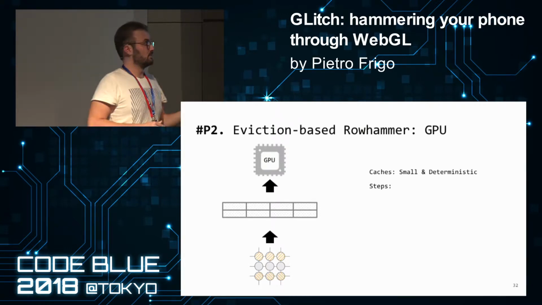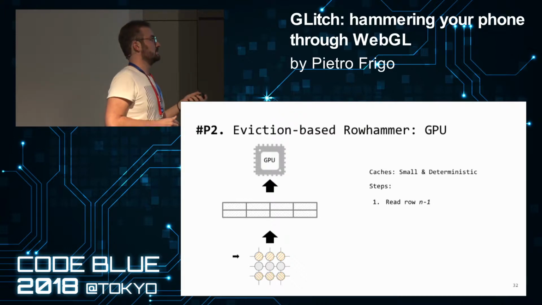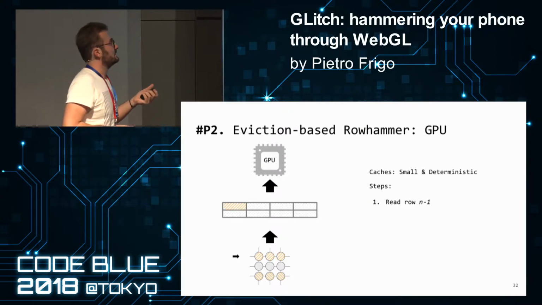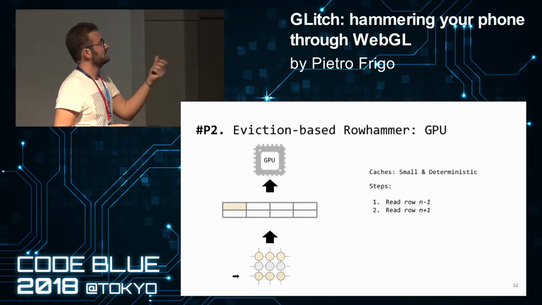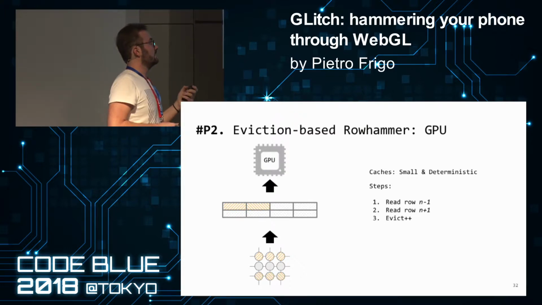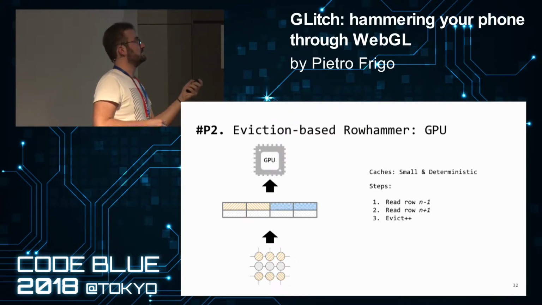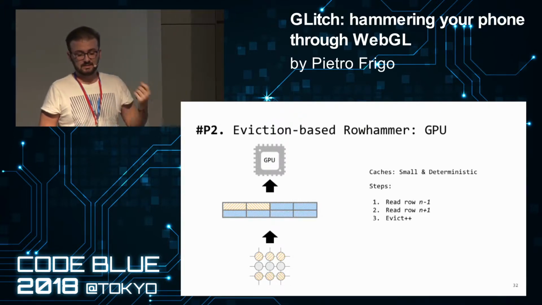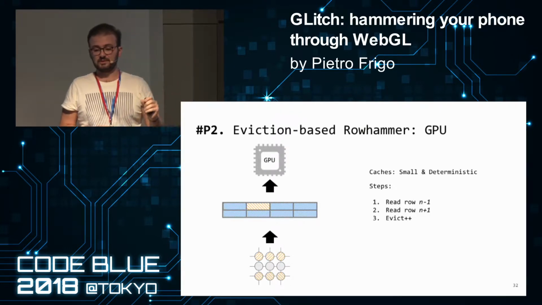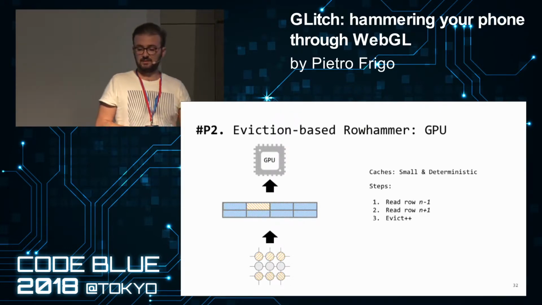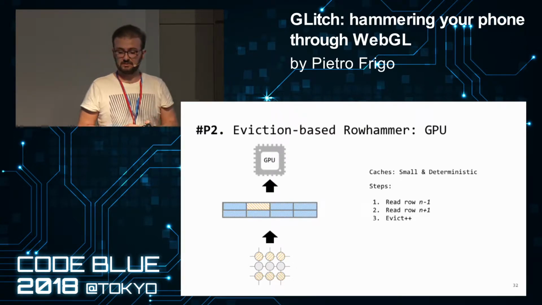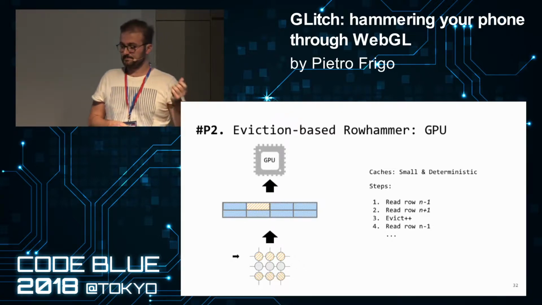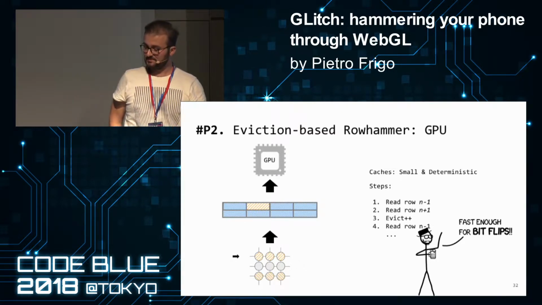And this means that once you want to trigger your bit flips, what you need to do is just touch the first row, so row n-1, and then bring the content to the cache. Same for row n+1. And then you start evicting. But the eviction here is deterministic, so you know how many accesses you need to perform. And at the same time, you know that every time you do it, it's going to be the same. So you know that for sure, once you access enough objects, which can be 16 or 8, depending on the GPU, you will remove the content, and you can trigger your bit flips. So yay, it's fast enough for bit flips. We can use it.